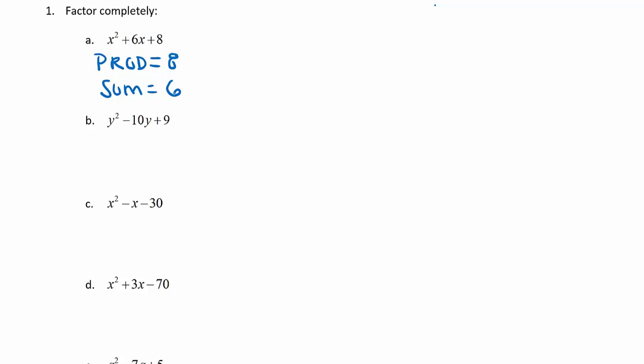If I want to factor x squared plus 6x plus 8, this is a trinomial, starts with an x squared, so I can factor it as x plus a number, x plus another number. To find those numbers, I need to try to find two numbers that have a product of 8, the last number, and a sum of 6, the middle number.